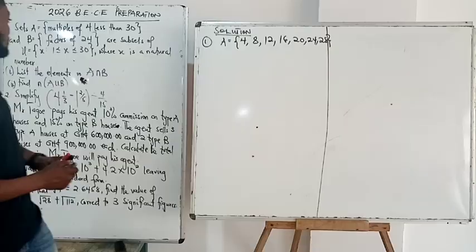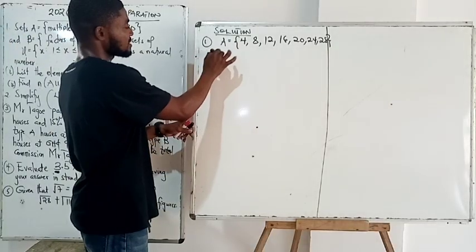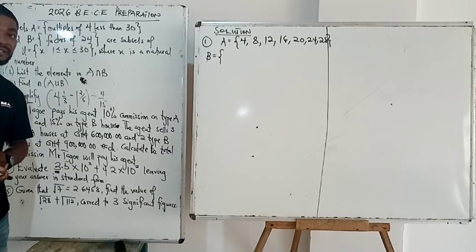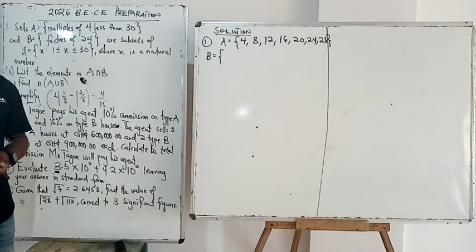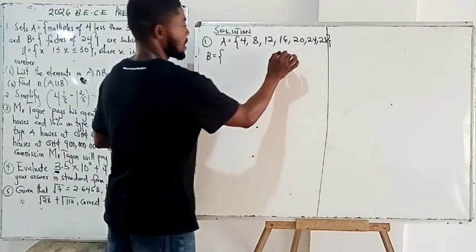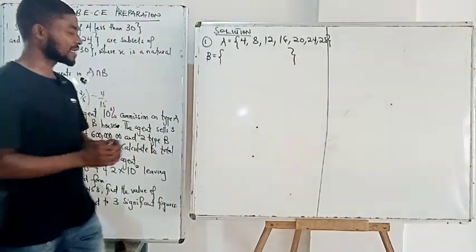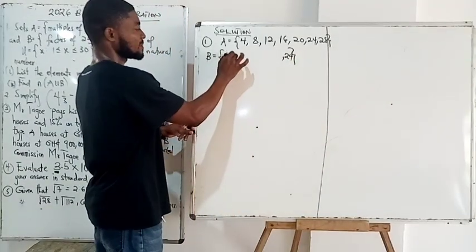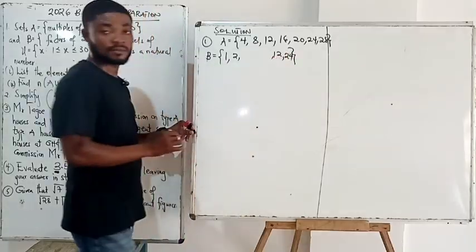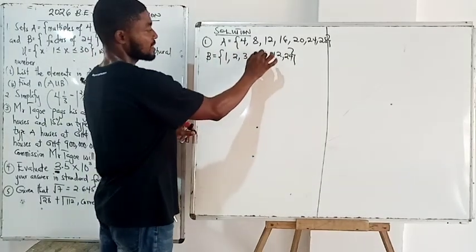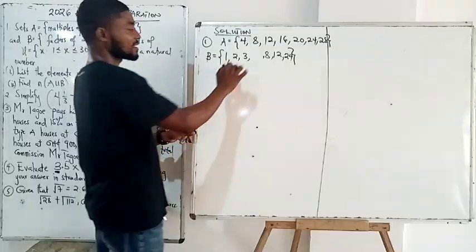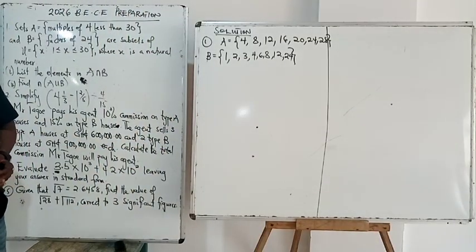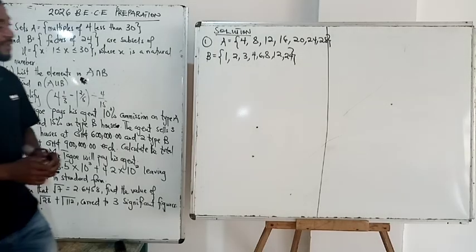And the set B is given as the factors of 24. So what are the numbers that when I multiply by another number, I get 24? That is what I'm interested in. So I can have 1 times 24, 2 times 12, 3 times 8, and then finally 4 times 6. So these are my factors of 24. Okay, then my universal set.